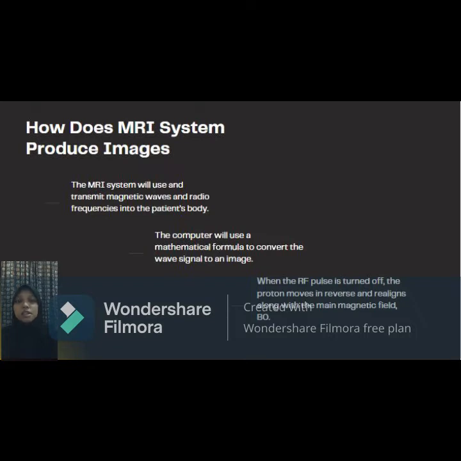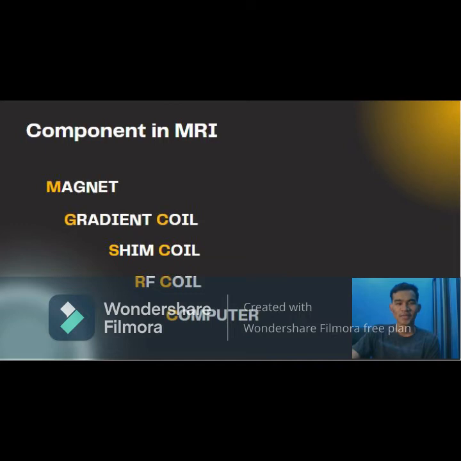Since protons are in different types of tissue in the brain such as grey matter, white matter and blood, all of them emit different amounts of energy. The result of the changed energy is a highly detailed image.